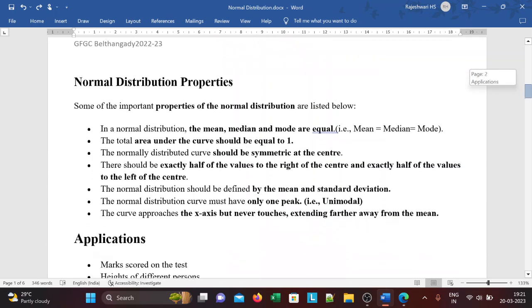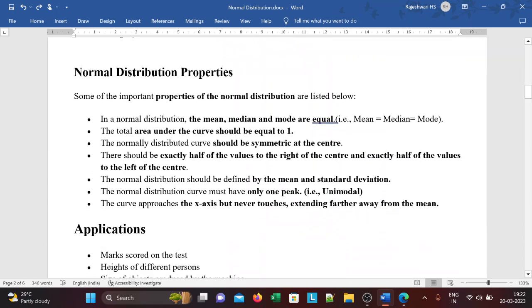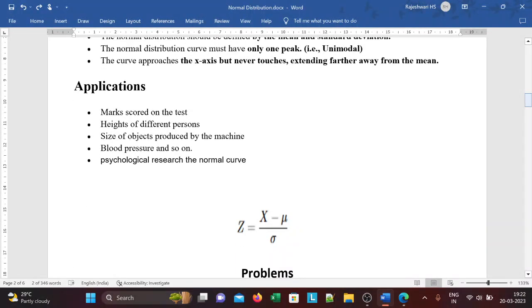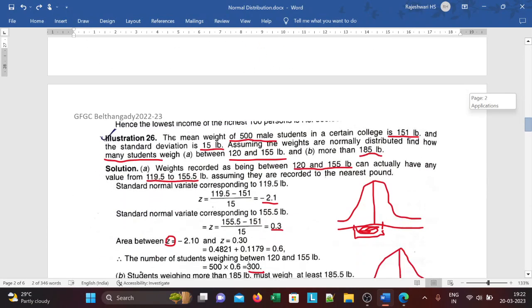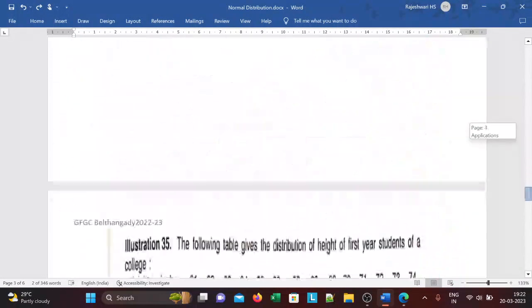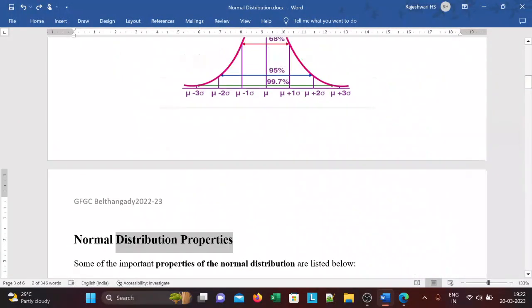So after that, the important thing is the properties of normal distribution. It's for your theory question, and for your understanding you should remember these properties, the basic assumptions of normal distribution, and of course the applications where we are going to use it. Of course, we can find two categories of problems. The first category is regarding the probability of finding the values, and the second one is fitting a normal curve. Thank you and all the very best.